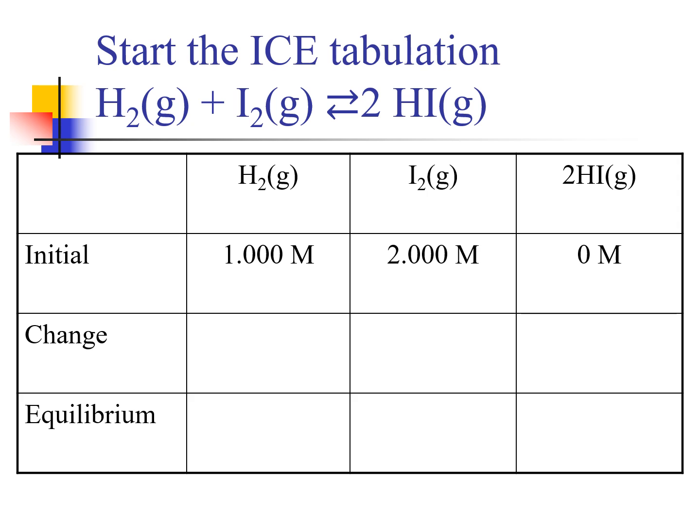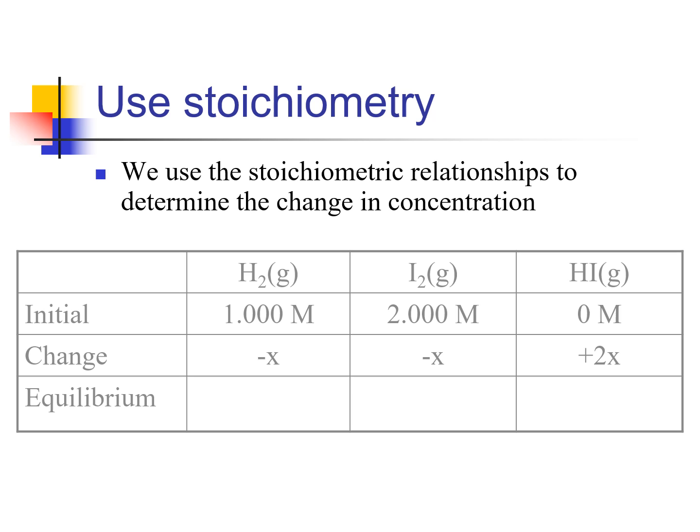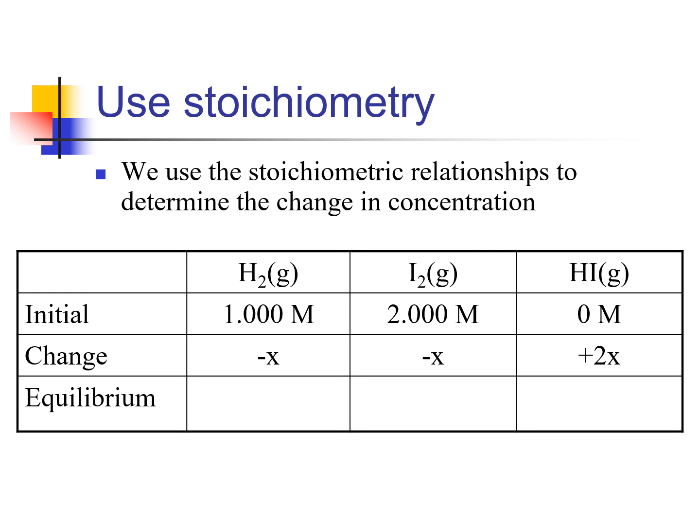So I set up my ICE table. I can see I have everything set up. Initial concentration. We were not told an initial amount of HI, so it's a 0. Now we're going to use stoichiometry for the change. So again, hydrogen, because it has a coefficient of 1, goes down by x. Iodine with a coefficient of 1 goes down by x. Again, they're going down because they're reactants. And hydrogen monoiodide, because it had a coefficient of 2, and it's a product, goes up by 2x. So we know the change.